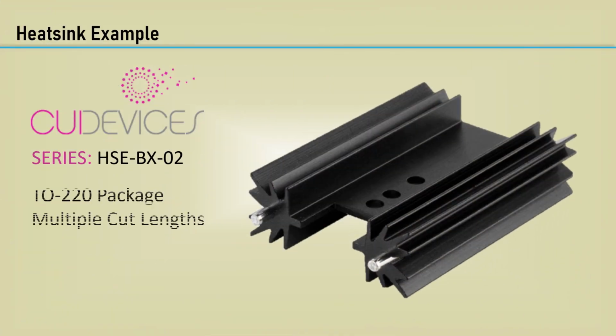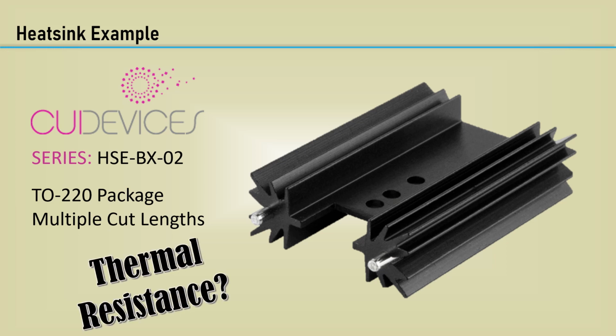The first example is a heatsink from CUI Devices. This series is made for heat-sinking TO220 style packages. It has various part numbers cut to various lengths. How do we determine the thermal resistance for a specific heatsink?